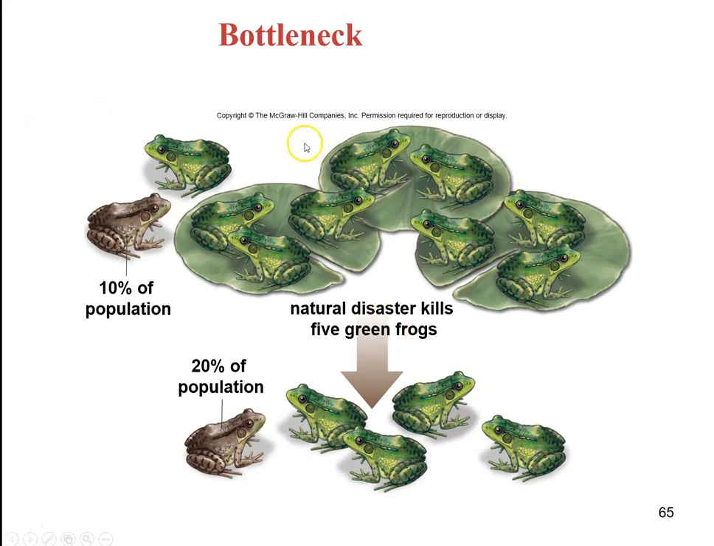So this is one easy picture, pulled from the general bio book, where you can see here's your population of frogs. And here's our brown frog. Right now, he's about 10% of the population. A natural disaster occurs, and it kills off some frogs. It never kills off any brown frogs, that one brown frog here, but it kills off some of the green frogs. Now you can see that instead of this brown guy being 10% of the population as before, now he's 20%. And so that's essentially doubling the allele frequency in a short amount of time.